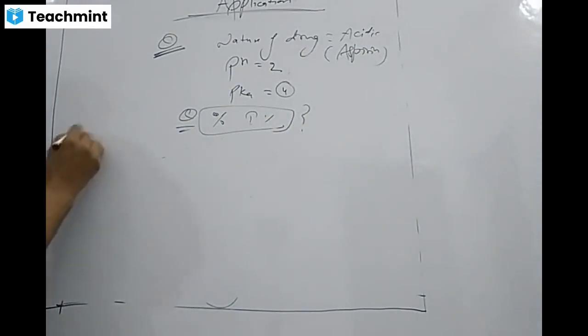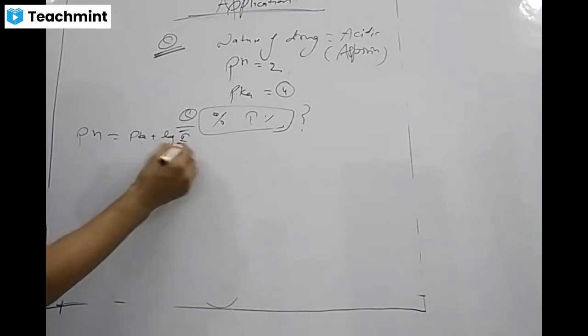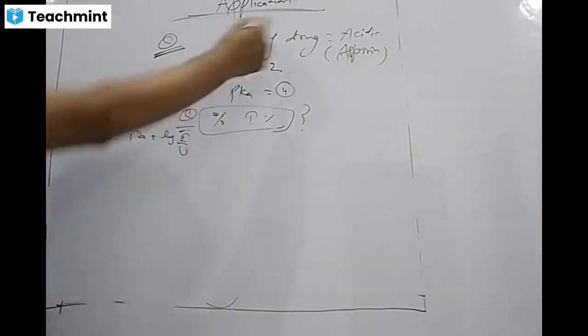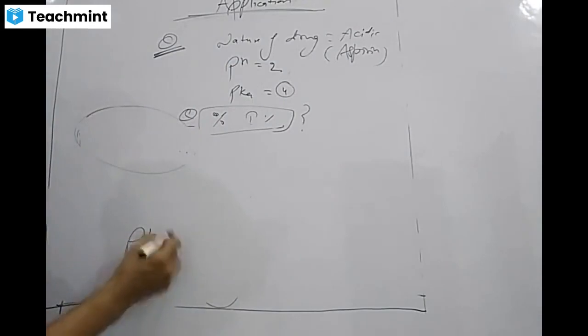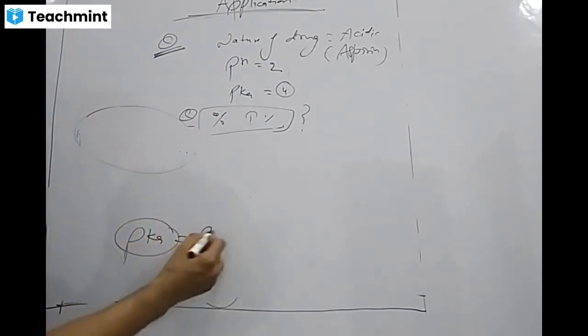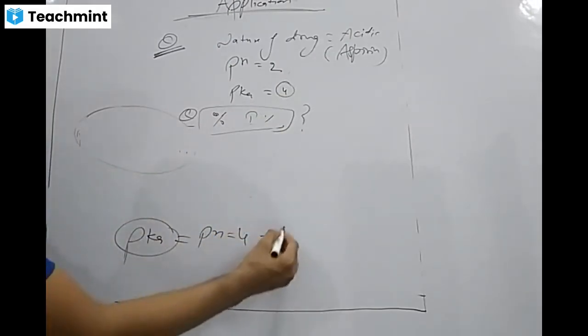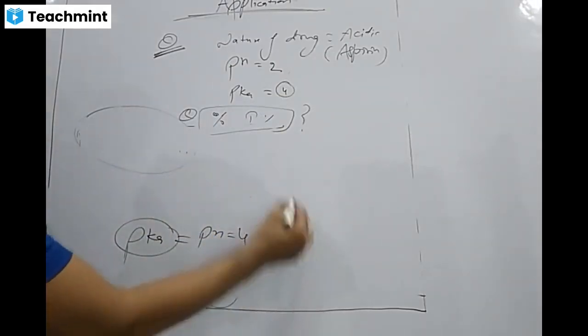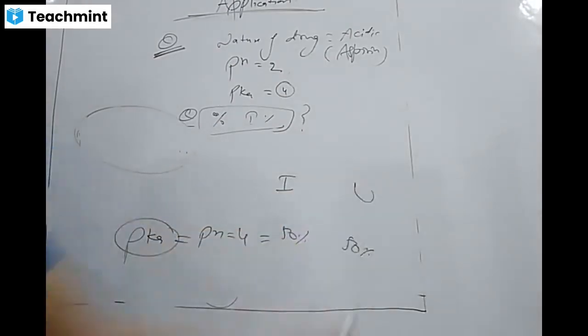So putting these values, pH equal to pKa plus log I divided by U, again putting all these values in this, it doesn't make any sense. If you know, pKa means that pH at which my drug is 50% ionized and my drug is 50% unionized.